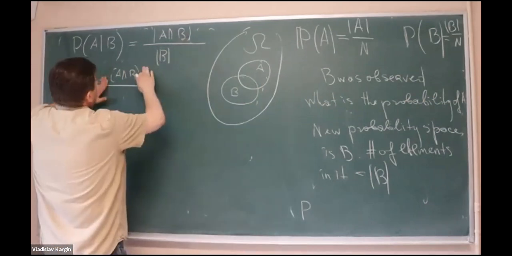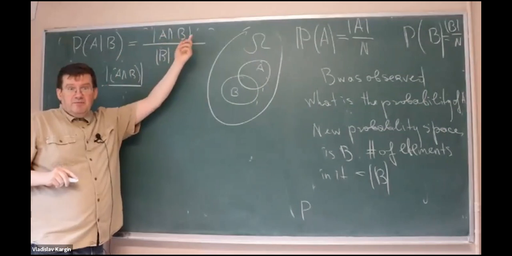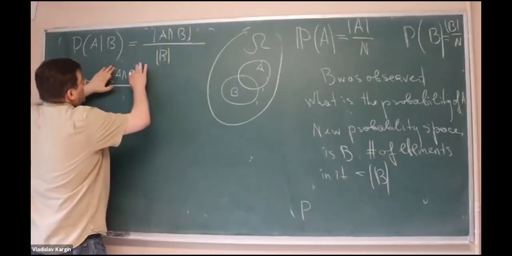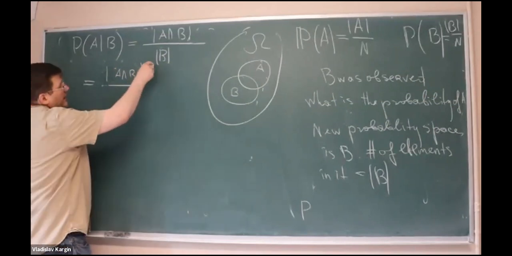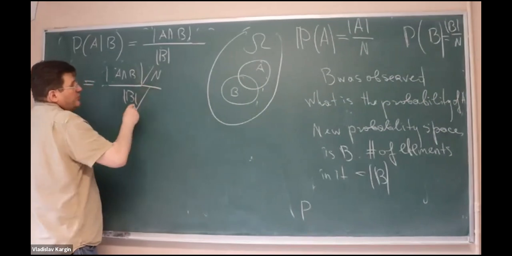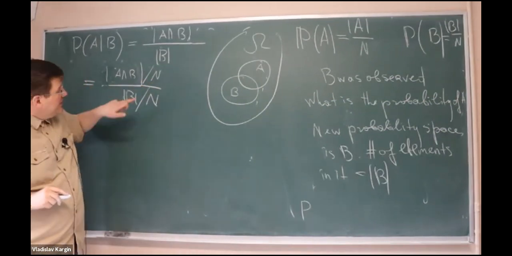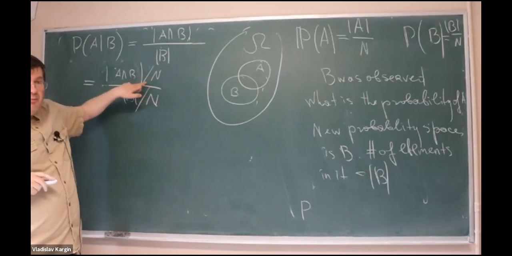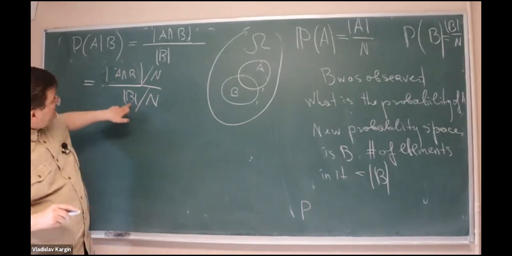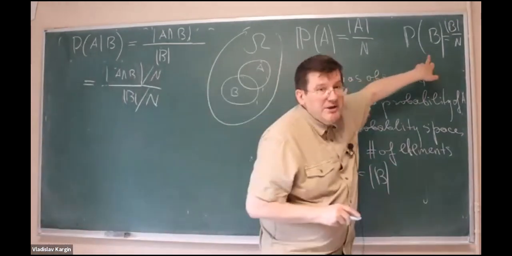Sorry, not probability. The number of elements in A and B, the number of outcomes which are both in A and B, divided by the number in B. So I repeat it: divide both numerator and denominator by n. And when we divide the numerator and denominator by n, we get a probability here. So the number of elements of B divided by n is the probability of B.